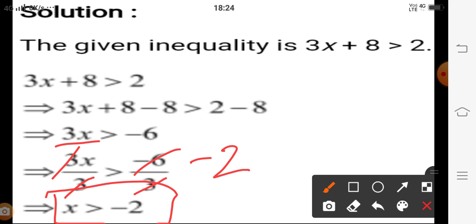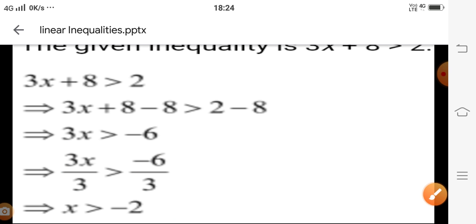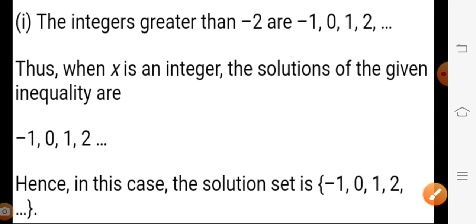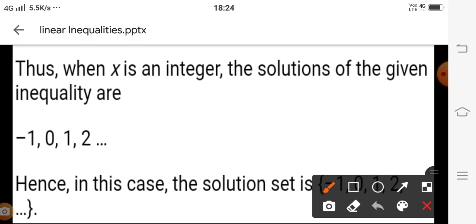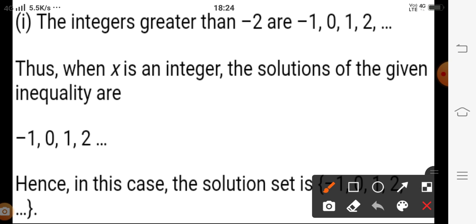Now the first part, we have the integers. All the integers which are greater than minus 2, then this we are getting: the integers which are greater than minus 2, then we are getting minus 1, 0, 1, 2, 3, 4 and so on. And these are the required solution for the first part.